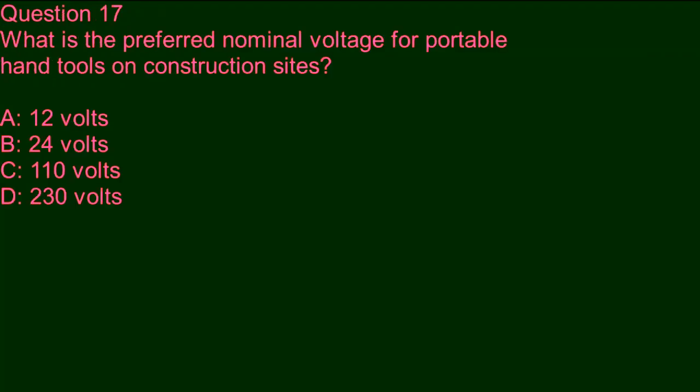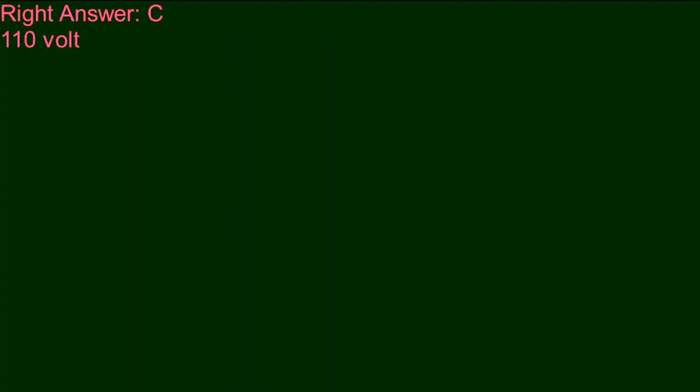Question 17. What is the preferred nominal voltage for portable hand tools on construction sites? A. 12 volts. B. 24 volts. C. 110 volts. D. 230 volts. Right answer, C. 110 volts.